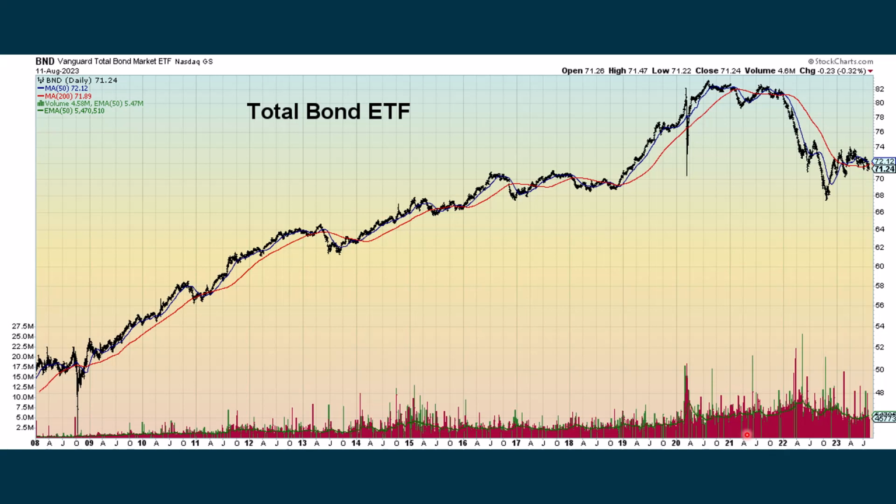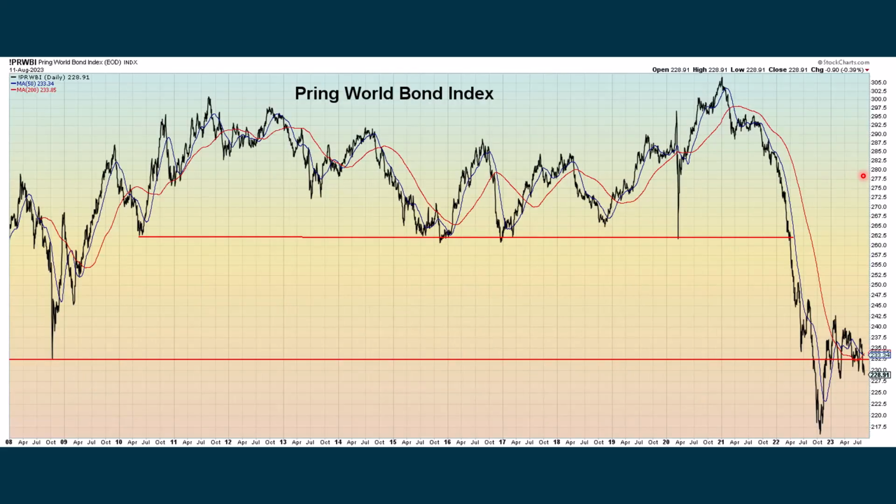We look at bonds versus stocks. Here's the total bond ETF, chopping sideways, but still continues to be in an uptrend. The Pring World Bond Index really chopping around all over the place. It's kind of hard to tell whether we're going through a golden cross or a death cross here. We're just kind of keeping an eye on this support level to see if it holds. Are we going to break to the downside, or will we get some support and be able to go back up?